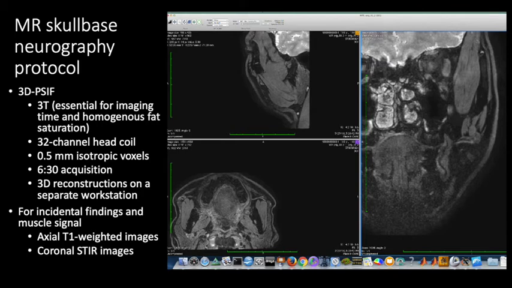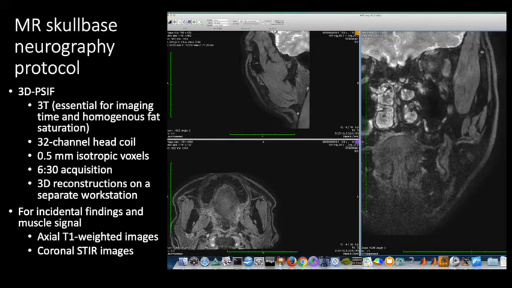Our MR neurography protocol for the skull base has several requirements. First, you need to do it on a 3T. You just need better fat saturation, and for imaging time to have the kind of resolution that you need for these studies, doing it on a 1.5 simply isn't practical. The patient will not be able to sit still for the imaging time. We use a 32-channel head coil. We get 0.5 millimeter isotropic images, and doing this on a 3T, that's about a 6.5 minute acquisition.